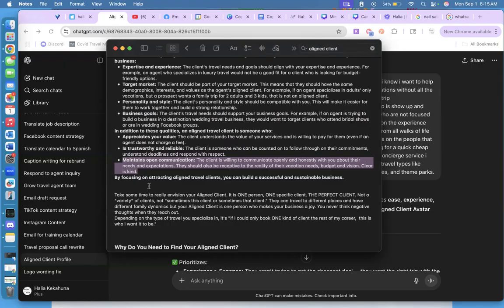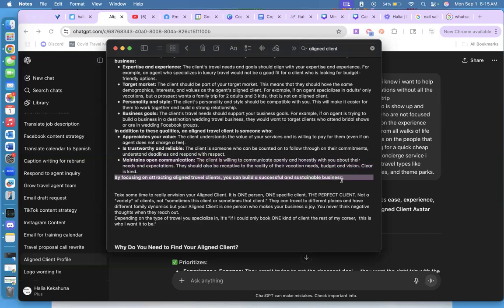They should also be receptive of the reality of their vacation needs, budget, and vision, okay? So if, let's say, they're wanting some extravagant vacation and they only have like $2,000, they're open to, okay, I know this is probably not realistic and I'm open to adjusting, right?